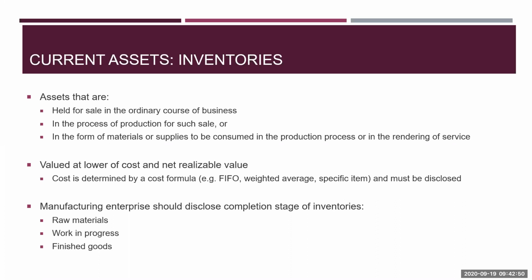Inventory is valued at the lower of cost and net realizable value. So we compare the book value of our inventory against the net realizable value. At any given time, we have to make sure that our inventory is listed at the lower of those 2 numbers. Our cost of inventory during the course of business can be determined using the first in, first out method, specific identification, or weighted average cost formulas.